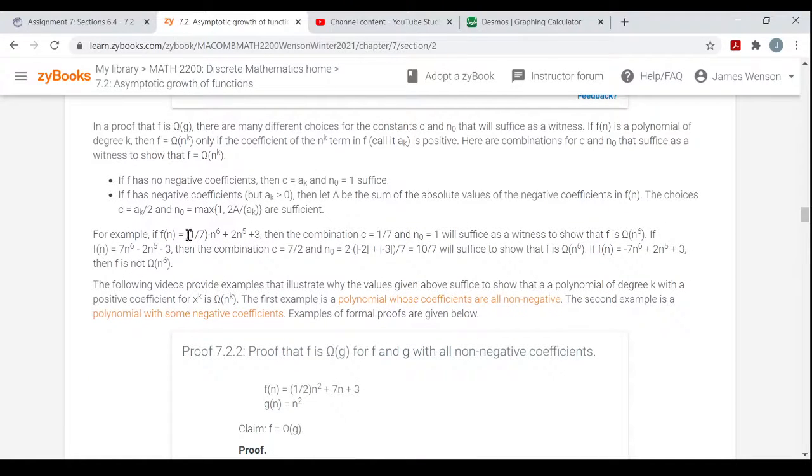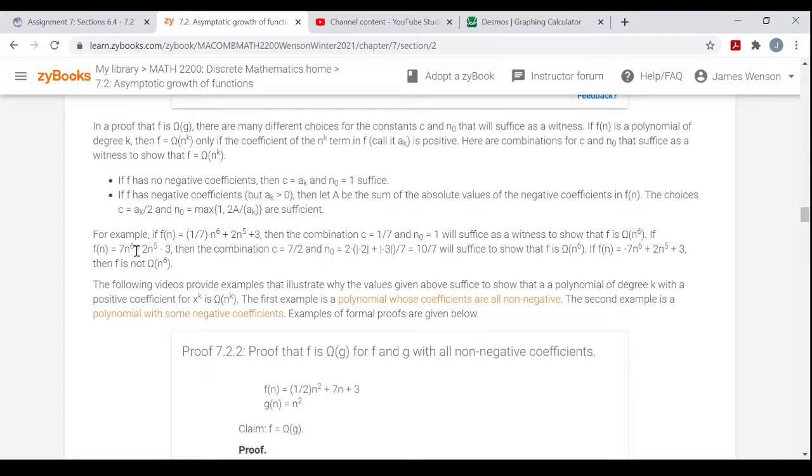Suppose f is 1/7 n to the 6th plus 2n to the 5th plus 3. You can show that this function is omega of n to the 6th by just taking c equals 1/7 and n0 equals 1. There are no negative coefficients in this. So 1/7 times n to the 6th is going to be smaller than this function after n equals 1. Right? So there's your multiple of n to the 6th that's eventually smaller than f. So f is omega of n to the 6th.